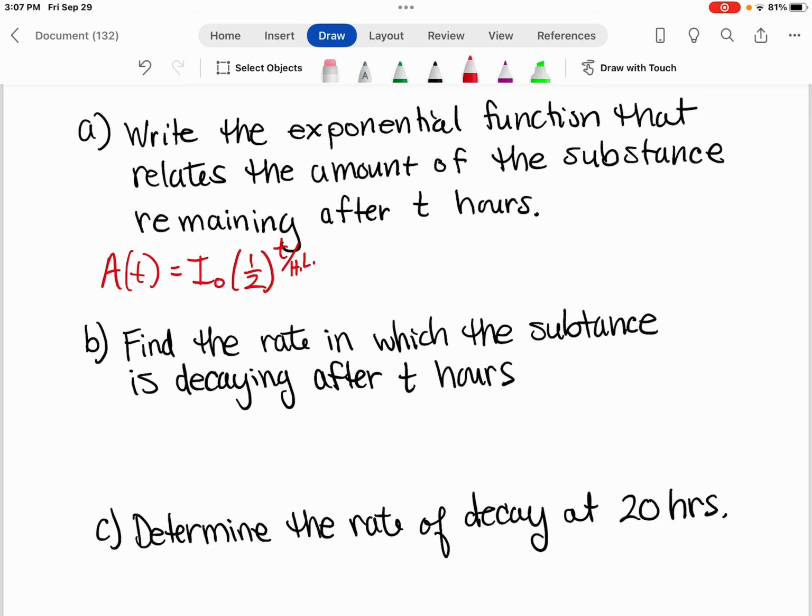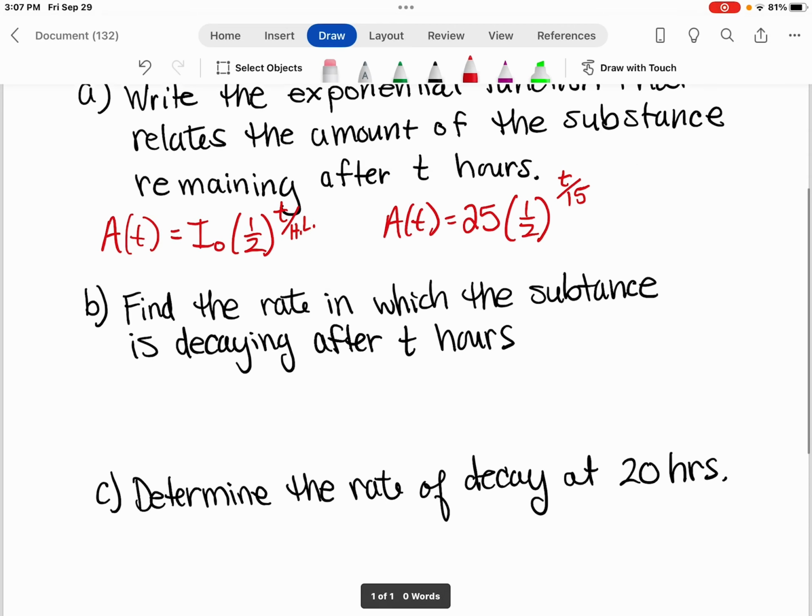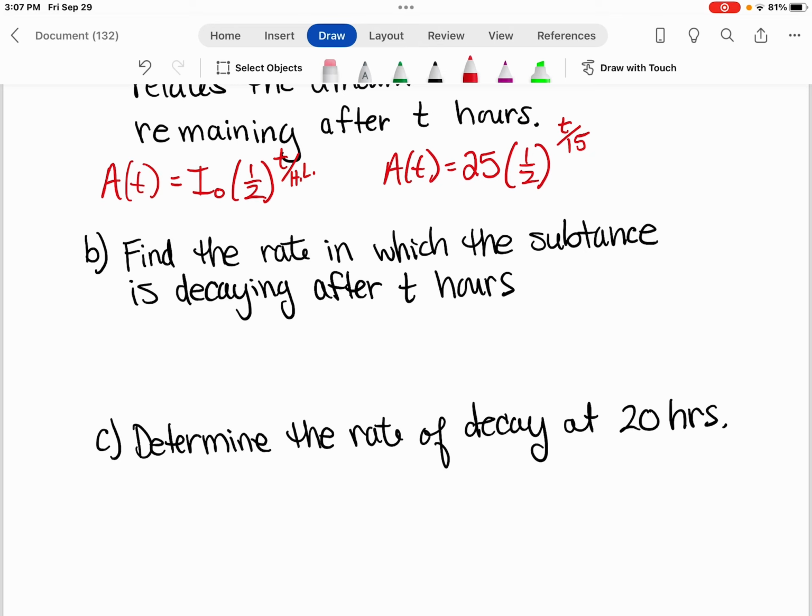So the problem tells us that we're starting with 25 grams. So our formula specifically for this situation is going to be 25, because that's our initial value, times 1/2 raised to the power of T over 15. And I put 15 in there because that was given up here as our half-life. And then here's our I naught, that initial value. So this is our formula for the half-life with this situation.